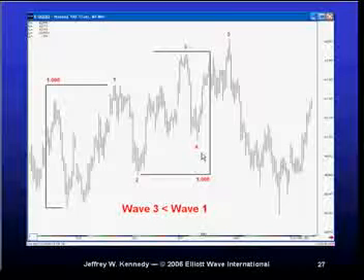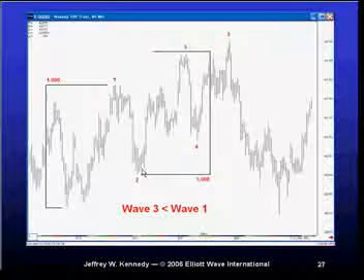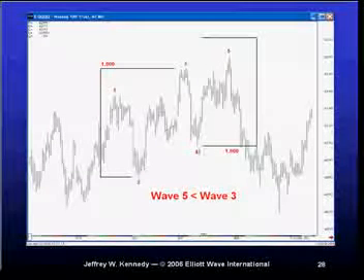In this slide here, as we covered in the rules, wave 3 cannot be the shortest impulse wave of waves 1, 3, and 5. Now, it doesn't have to be the longest, but it can never be the shortest. And as you can see here, this is the length of wave 1, and wave 3 is shorter than wave 1, which means by definition, wave 5 must be shorter than wave 3. And in this instance, wave 5 is indeed shorter than wave 3.